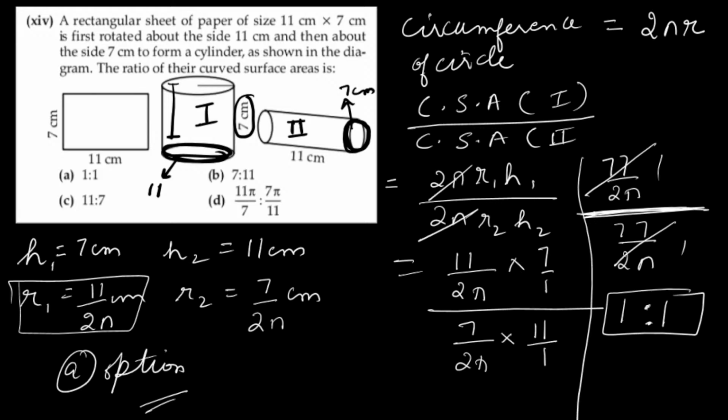Whenever you are rolling a rectangular sheet, it will be converted to a cylinder. So if you are rolling it along 11, then that 11 only will become the circumference. The other side will become height. If you are rolling it along 7, then 7 will become circumference, and the other side will become height. And the circumference formula you should know, because with the help of circumference only you can find the radius of the base. Okay, so let's do the next question now.